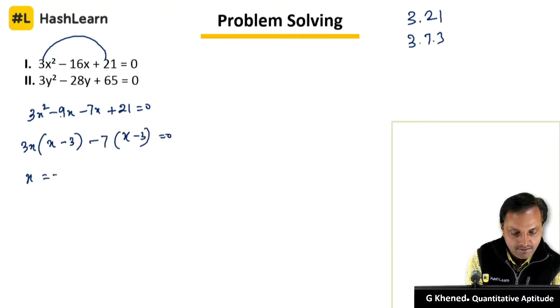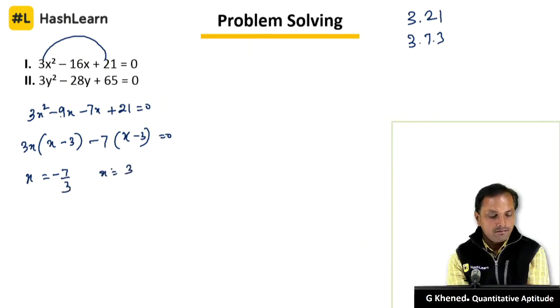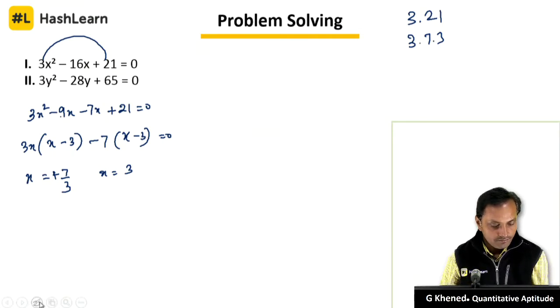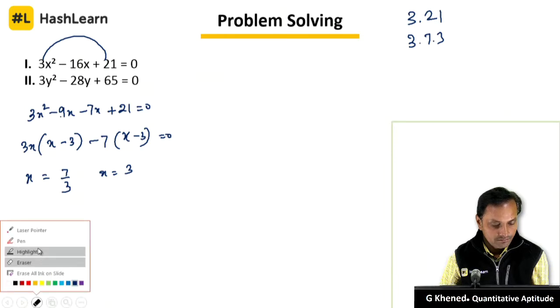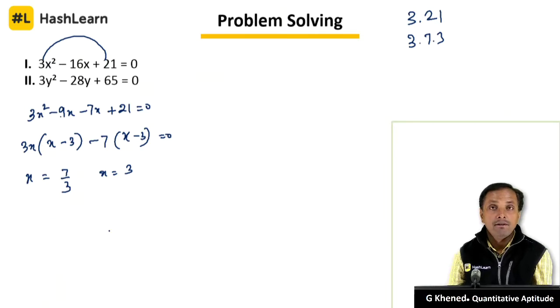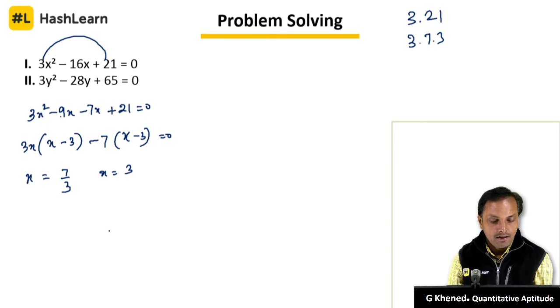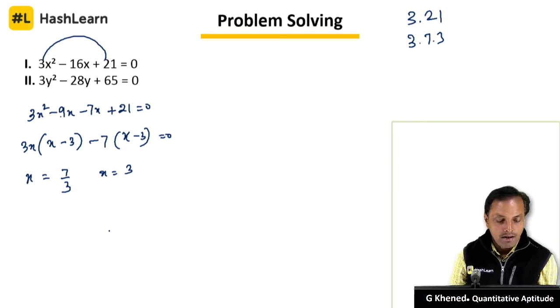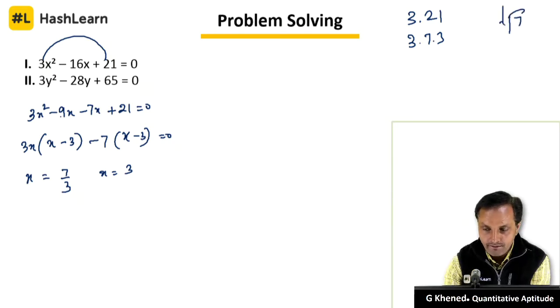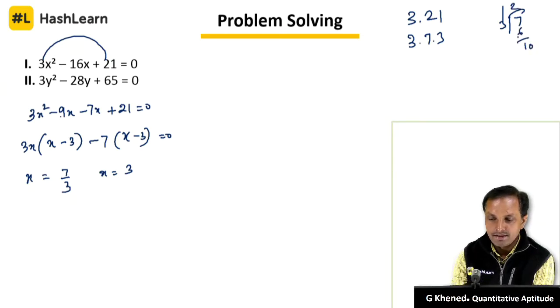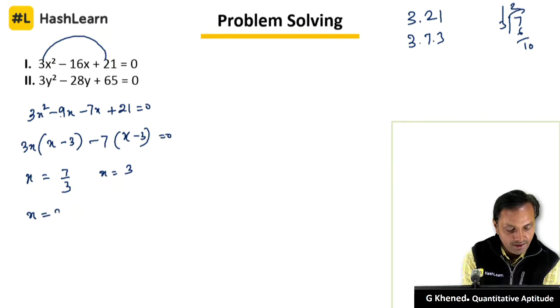The value of x is minus 7 by 3 in the first case, it's plus 7 by 3, okay, the value of x is plus 7 by 3 and x is equal to 3. What is 7 by 3? When you divide, 3 2s are 6, 10, 3 3s are 9, it will be approximately 2.3, and x is 3.